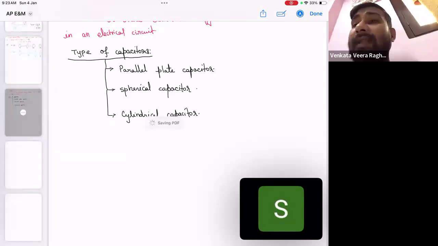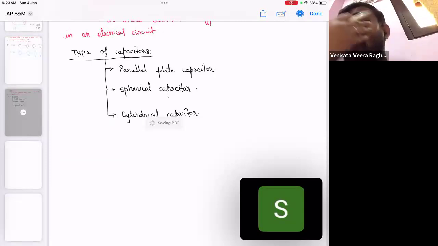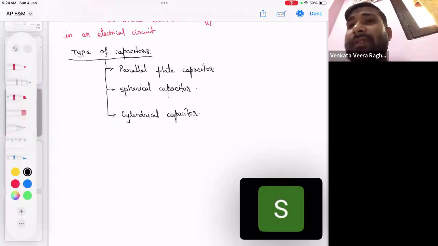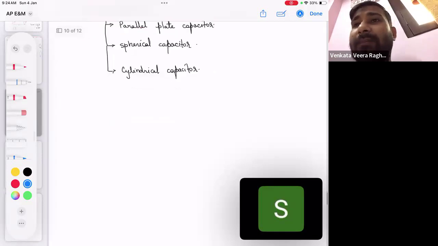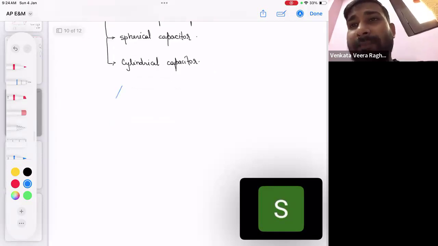Right. So for a parallel plate capacitor, a spherical capacitor or a cylindrical capacitor, how much energy any given capacitor can store is decided by the capacitance. So what is the capacitance and on what factors will it depend? Let's say two parallel plates are given to us here.